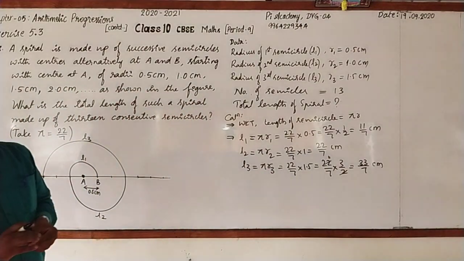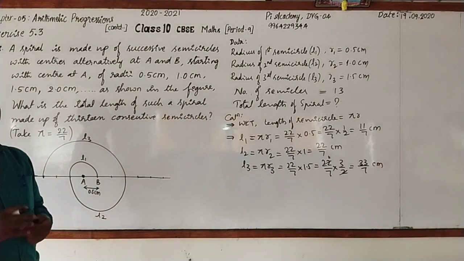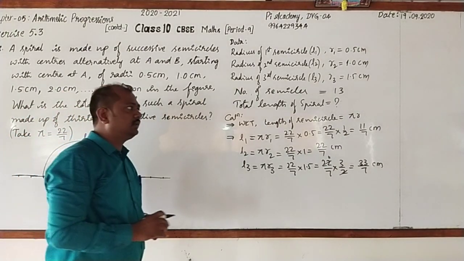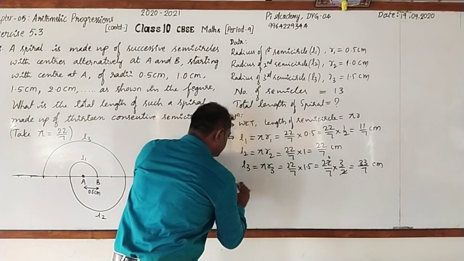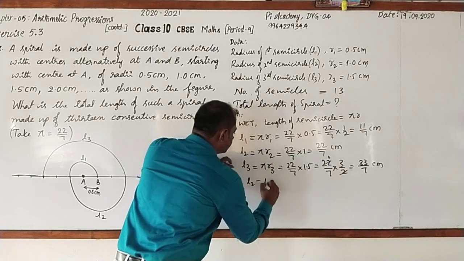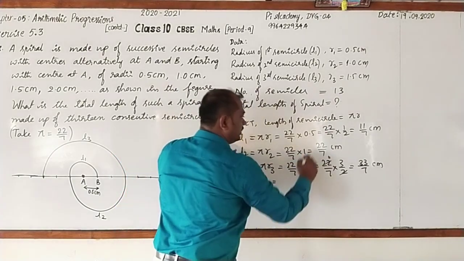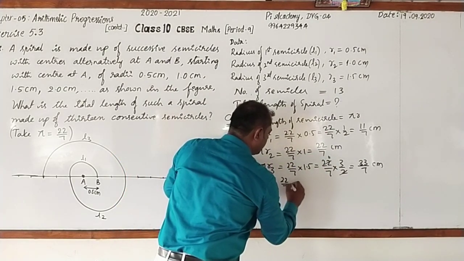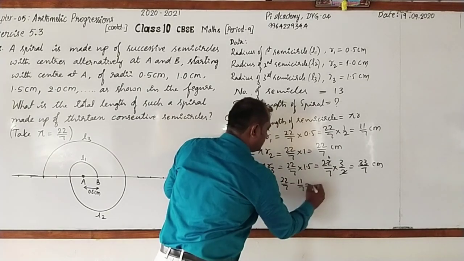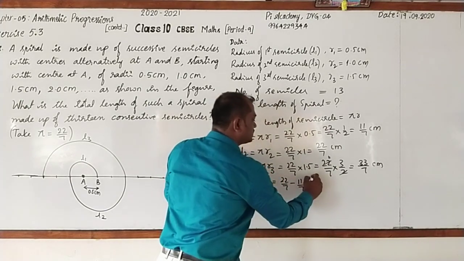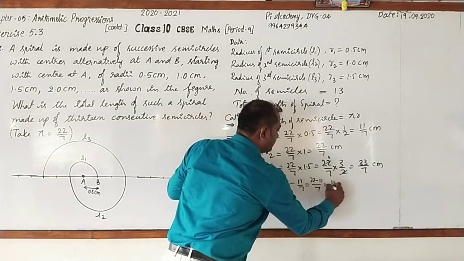Now you have to check whether this situation forms an AP. Obviously, you have to find out the difference. Here I will find it. See that. It is L2 minus L1 is equal to 22 by 7 minus 11 by 7. It is 22 minus 11, that is 11 by 7.